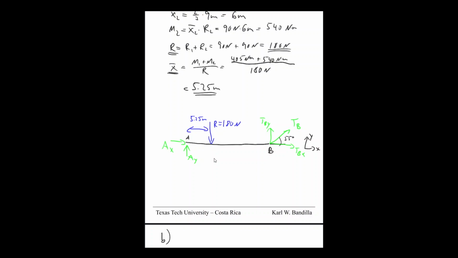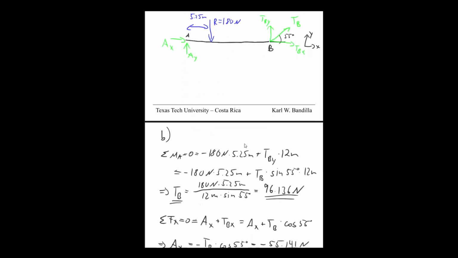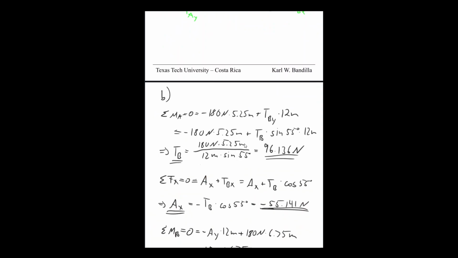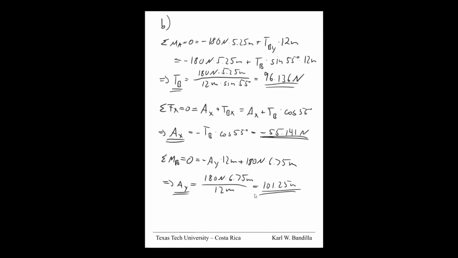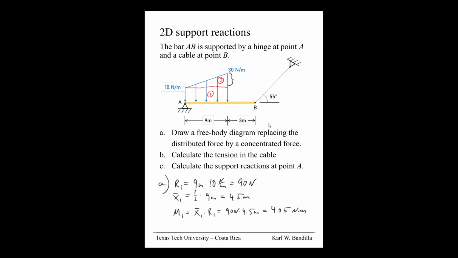We didn't use the sum of forces in the y direction, so we can do a quick check. We know that AY plus TBY has to be the same as R. So we said TB was 96 point something, and if we multiply that by the sine of 55, so 96.136 times sine 55 is 78 point something. 78 plus 101.25 gives us 180, so we're good. So with that, we did a quick check on our result. It looks good.